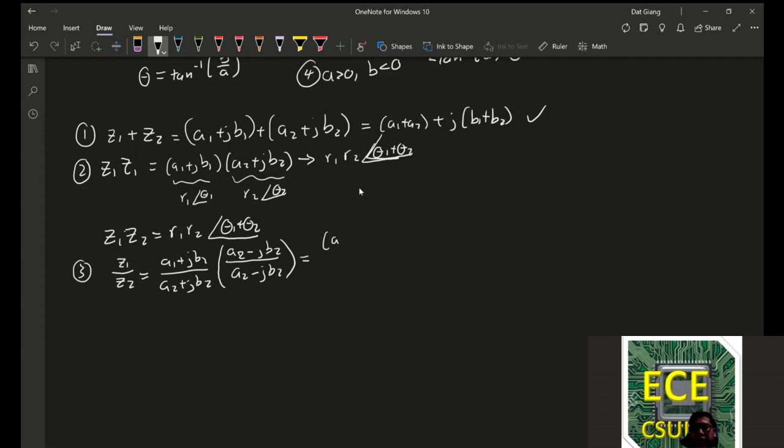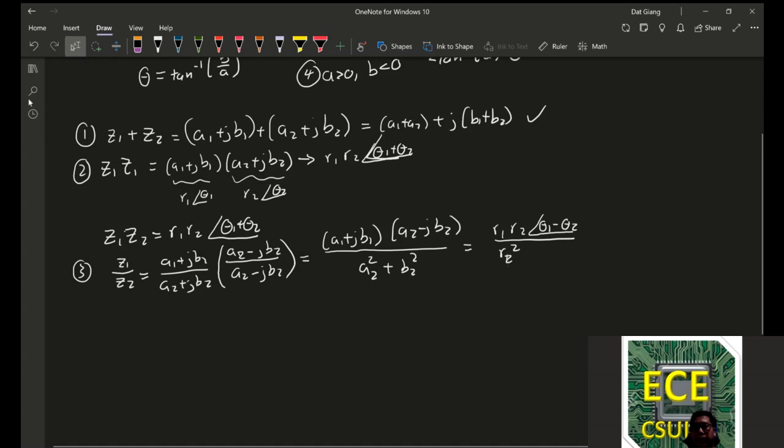This therefore gives us a1 plus jb1 times a2 minus jb2, divided all over a2 squared plus b2 squared. And then on top, we can reflect this as r1 r2 angle theta 1 minus theta 2, and then the bottom is just r2 squared, just to give an idea. And that's all the operations we really need to know for doing complex algebra in preparation for AC signals. Okay, thank you.